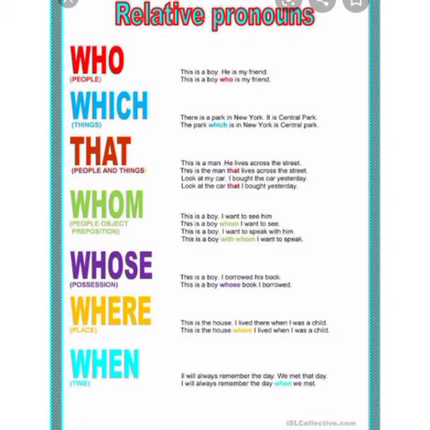Next is whose. Possession. This is a boy, I borrowed his book. This is a boy whose book I borrowed. Understood? जिसकी बुक मैंने borrow की थी. Next is where. This is the house, I lived there when I was a child. So this is the house where I lived when I was a child.